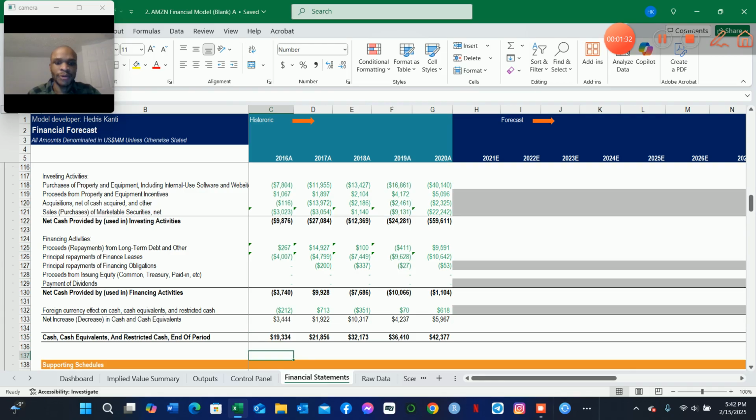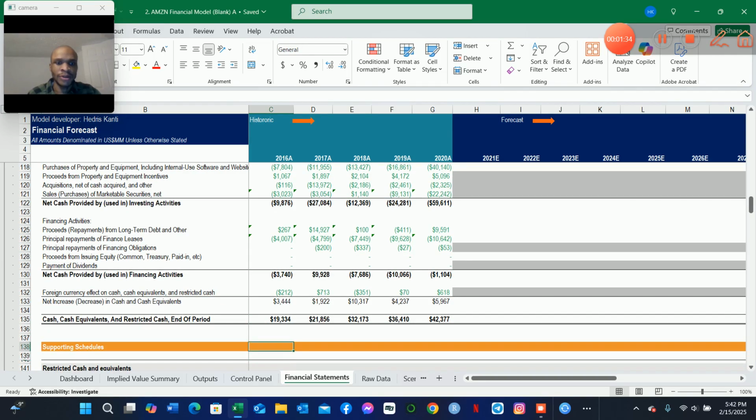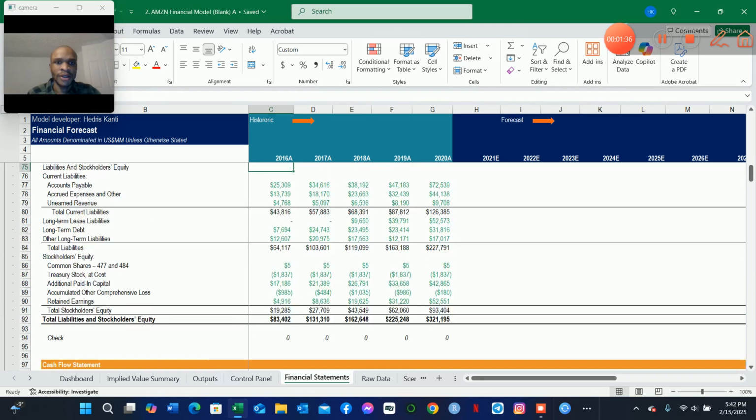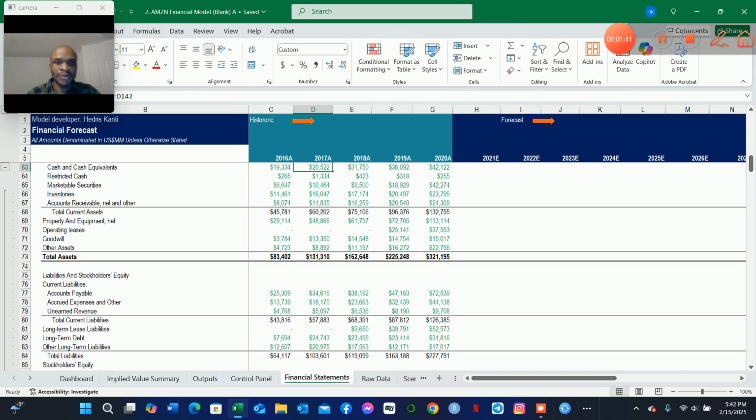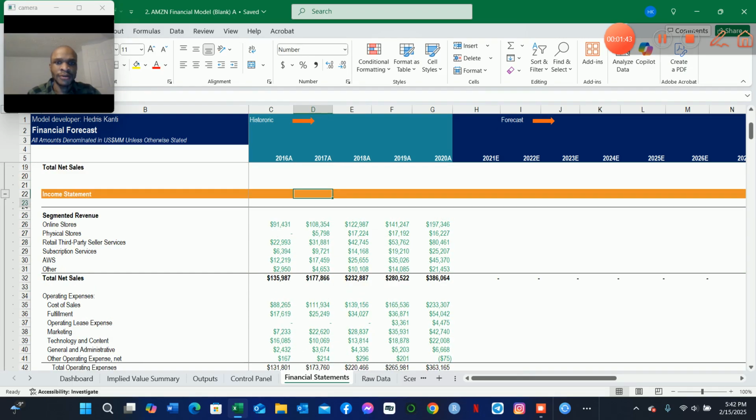So as you can see, we have been able to model the 3 statement financials for Amazon for the historic period. So we have all of those in place now. Now we are ready to begin projecting the income statement, the balance sheet, and the cash flow statement into the future. So we're going to begin with our income statement.